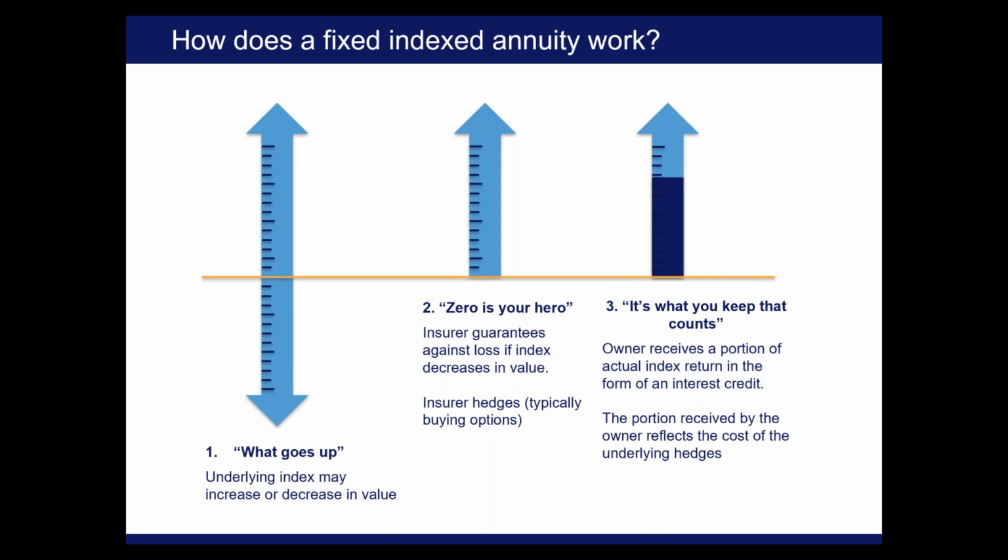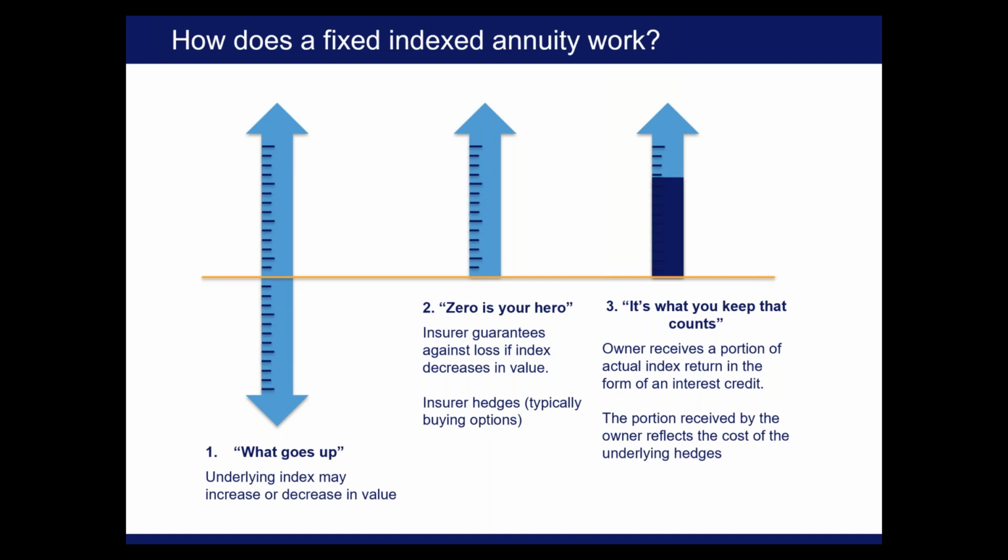This brings us to measuring stick number 2, which represents the insurer's guarantee to protect the owner's account value against loss should the underlying index decline. Hence the industry term, zero's your hero. Finally, stick number 3 shows how the insurer, quote unquote, pays for that guarantee. The dark blue portion of the arrow represents the annuity owner's participation. The difference between the index return and the owner's participation essentially is the cost of insuring the owner against loss of principal if the market is negative.